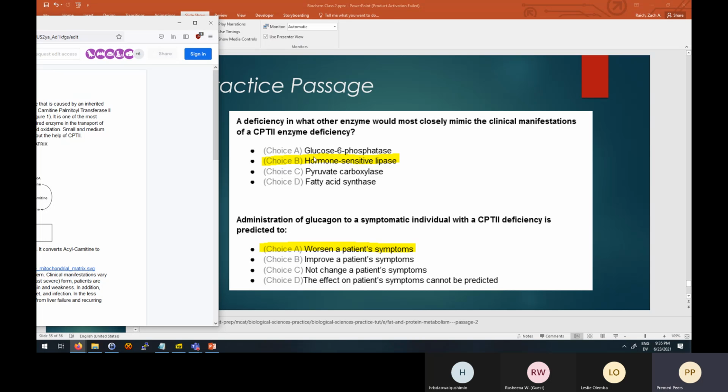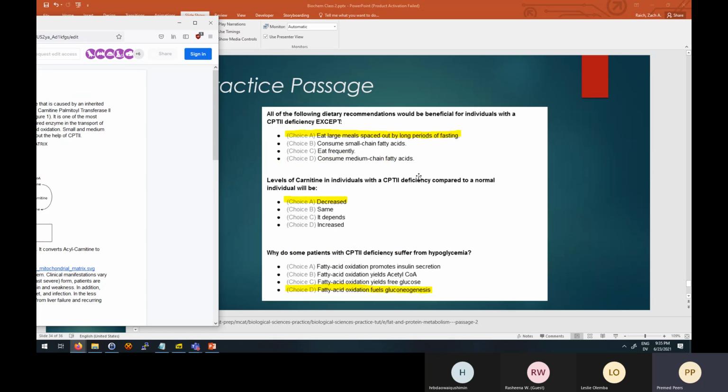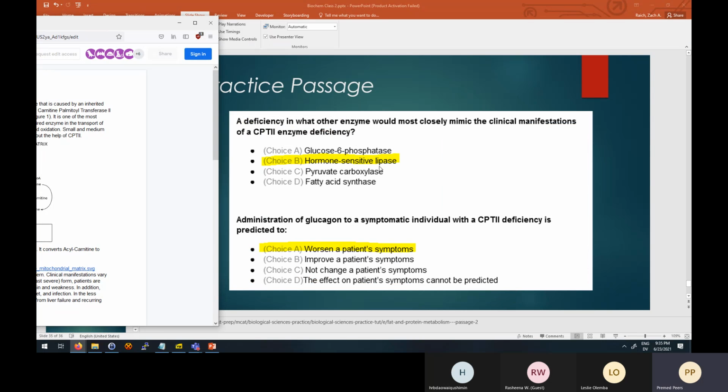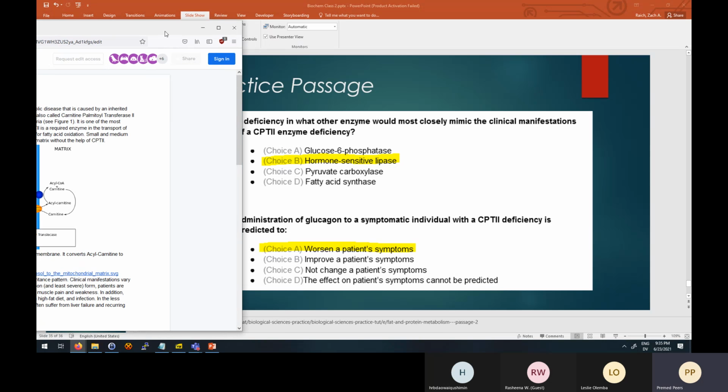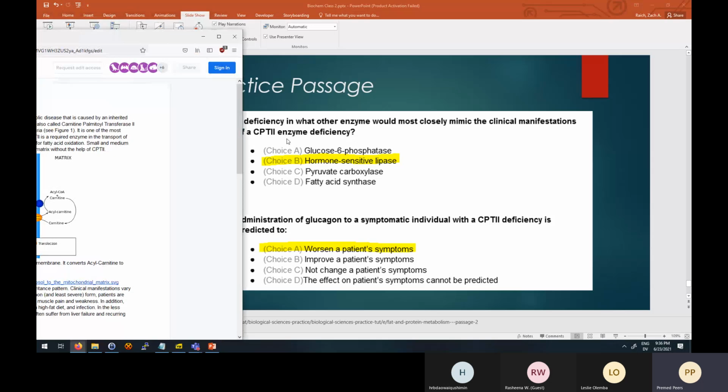Hormone-sensitive lipase, we didn't cover it, but lipase we're going to see again with digestion. If you remember from the first step, we don't eat fatty acids, we eat triglycerides, and the first step was to break them down with lipases. So if we don't have lipase, we're also going to clog up breaking down fats. Just like this, if we don't have CPT2, we're frozen up at this step of fatty acid breakdown. If we don't have lipase, we're going to freeze up at a much earlier step, before we even make the fatty acid.